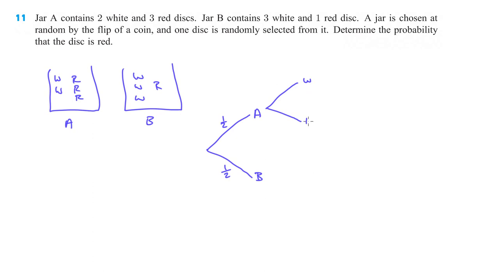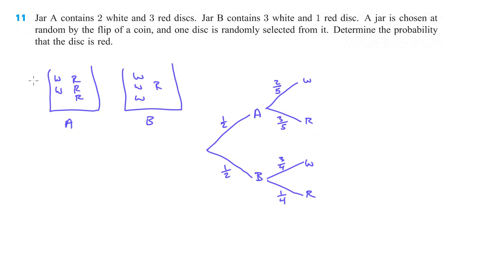We're going to do probability of getting white or red, and then same thing here, probability of getting white or red. So if we're in jar A, probability of getting white is 2 out of 5, which means the other 3 out of 5 times we'll get red. And then for jar B, 3 out of 4 of them will be white, where that means the other 1 out of 4 will be red, right?